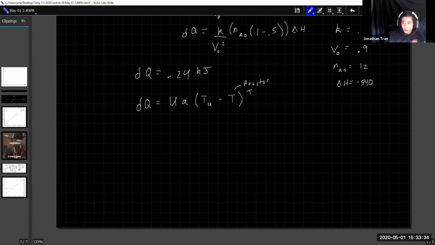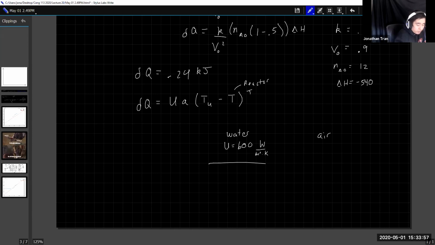We have two options in order to remove the heat. You're going to remove it through a heat exchanger, but you can either use water, where U is equal to 600 watts per meter squared K. So this would be water. Or you could use air.